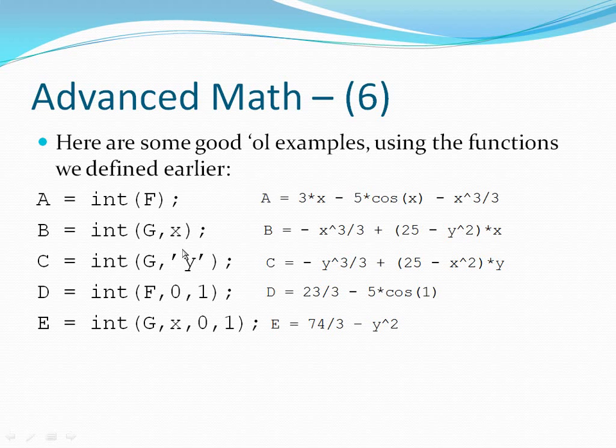And then if I wanted to find the definite integral for the function f between 0 and 1, this is what it would give you. So 23 over 3 and then 5 times cosine 1. What this is doing here is that it doesn't know whether cosine is in radians or degrees, so it just leaves that for you to interpret.